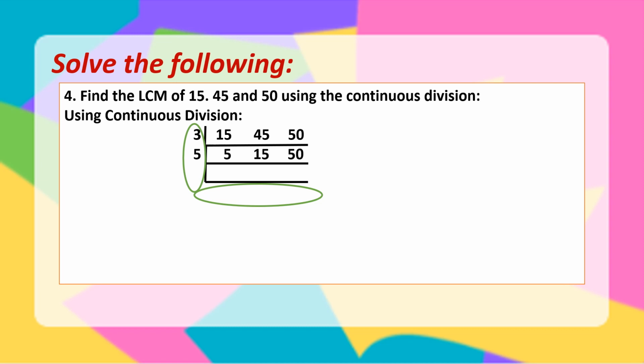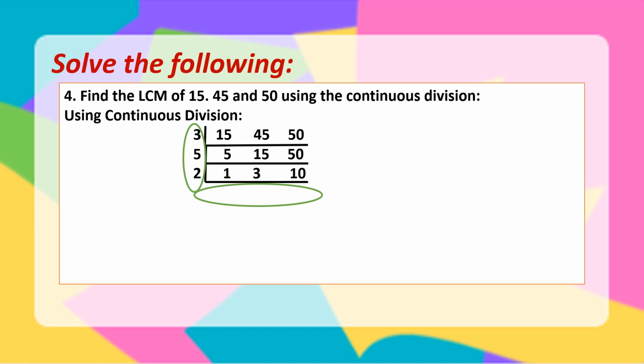So, 5 divided by 5 is 1. 15 divided by 5 is 3. 50 divided by 5 is 10. 1 and 3 are already prime numbers, but 10 is still composite. So, we need to make 10 a prime number also. So, we need to divide it by the smallest prime number, which is 2.